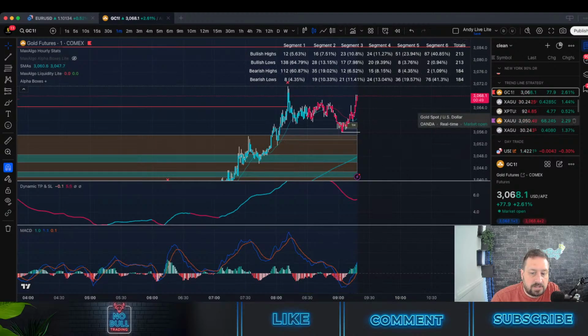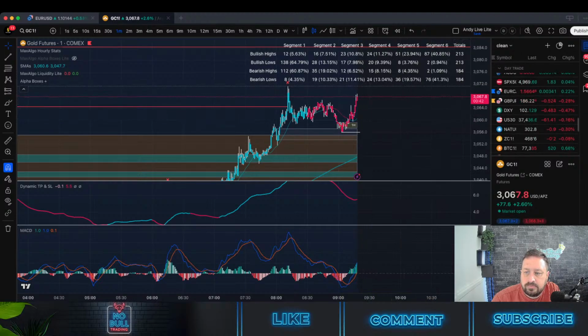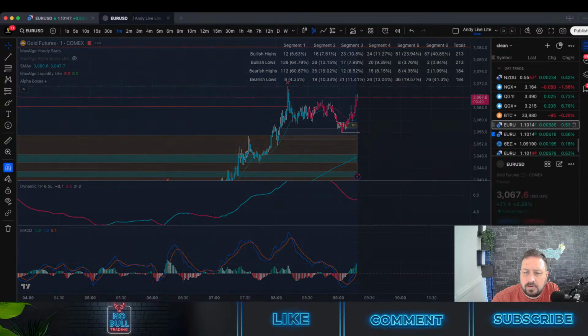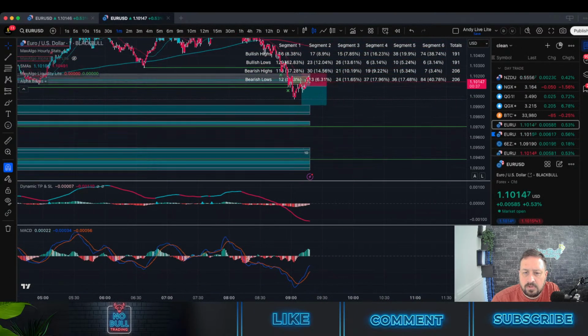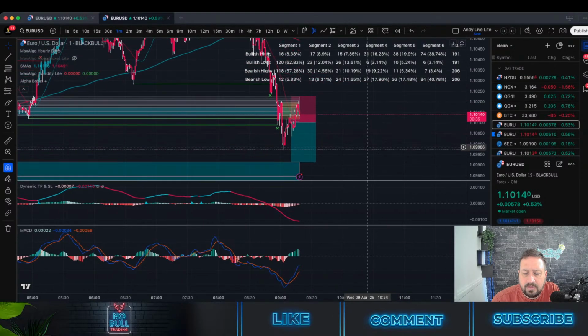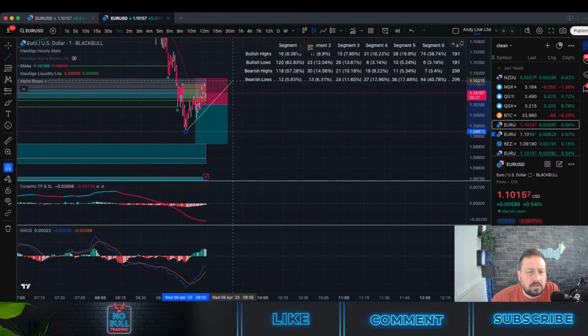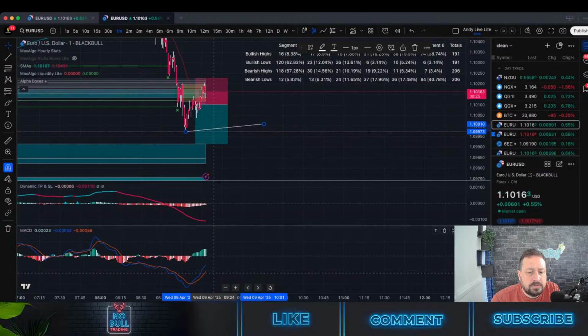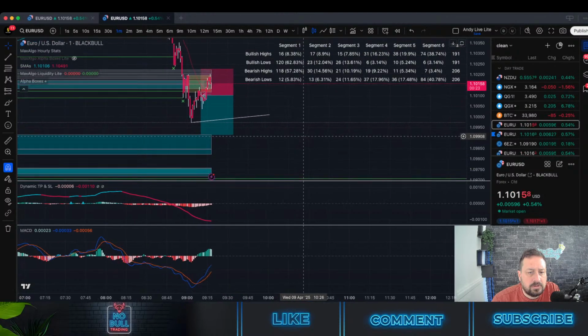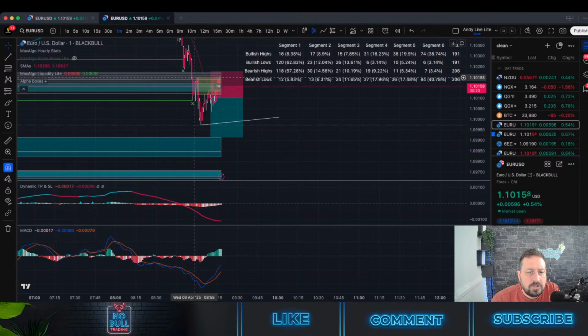I mean, gold just looks like it's just going to run. This looks like it's going to cross. We expect this high to go for the 4-hour bullish. Just wick the high, which I don't like.